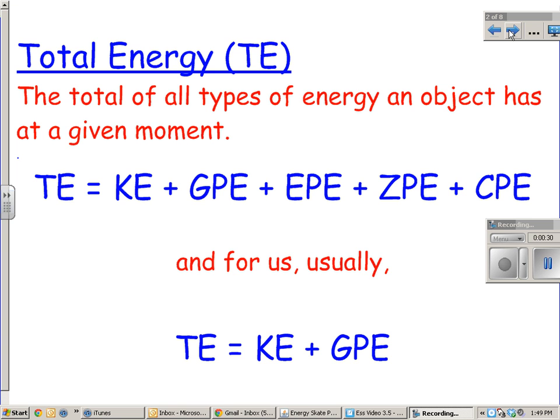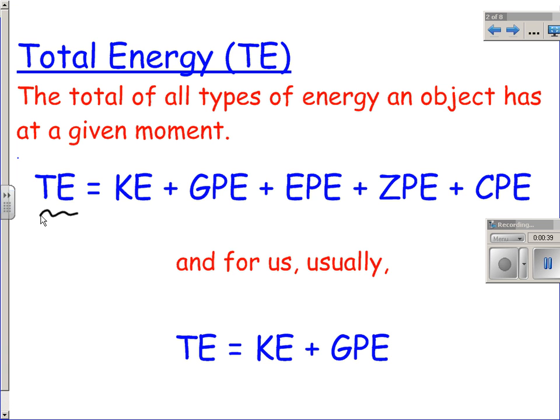Total energy is exactly what it sounds like. It's the total of all the different types of energy that an object has at a given moment. So to find the total energy of an object, you take the kinetic energy and the gravitational potential energy and the elastic potential energy and the electric potential energy and the chemical potential energy, and you add them all up. Add them all up, right?